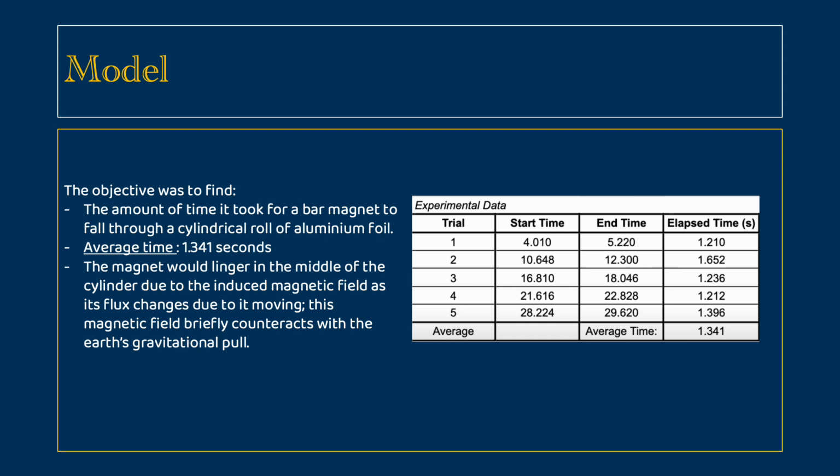The model. The objective was to find the amount of time it took for a bar magnet to fall through a cylindrical roll of aluminum foil, and our average time was 1.341 seconds, as shown here. We have a trial, start-end time, and elapsed time. The magnet would linger in the middle of the cylinder due to the induced magnetic field, as its flux changes due to its movement, and this magnetic field briefly counteracts the Earth's gravitational pull.